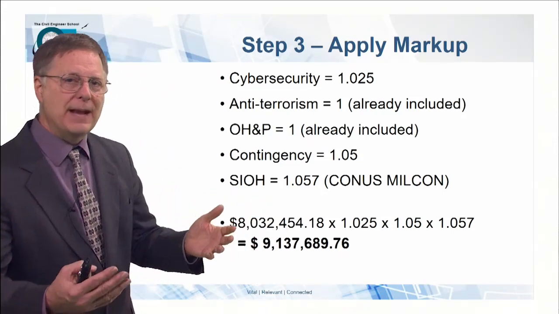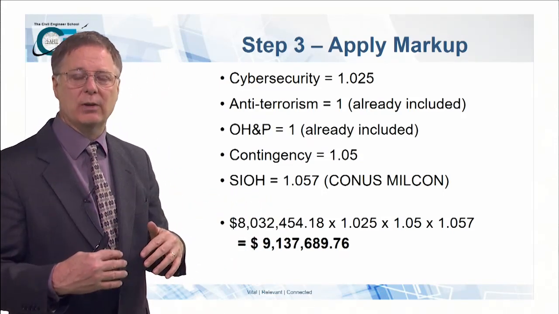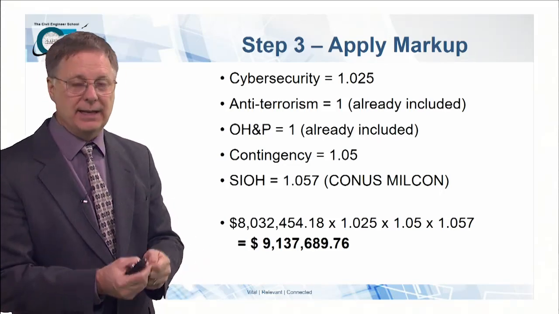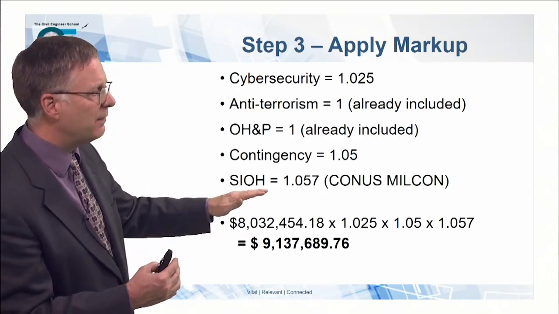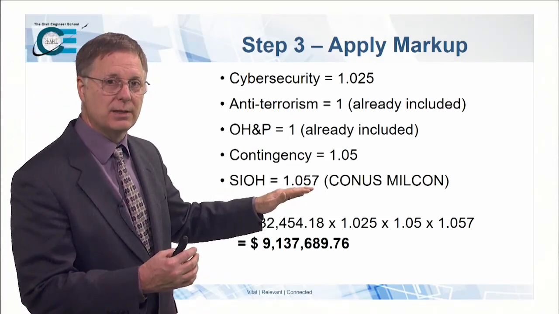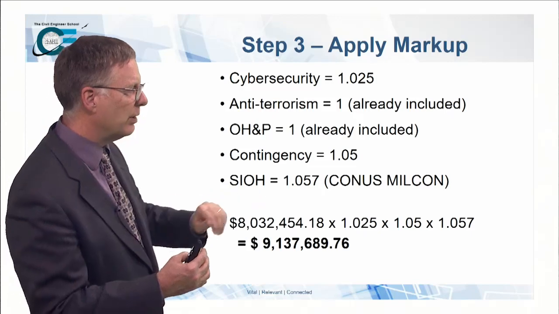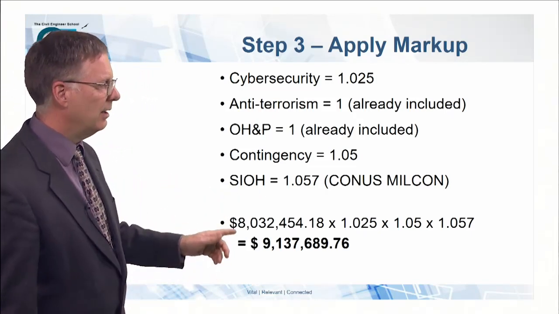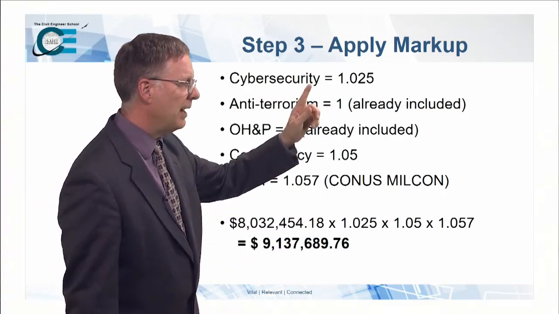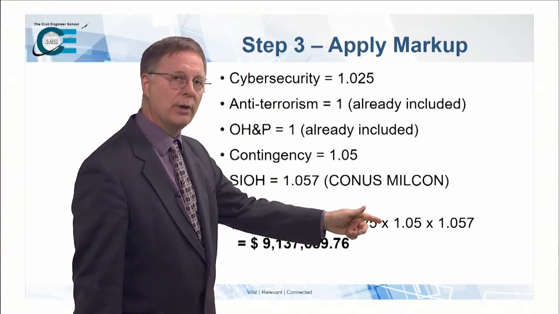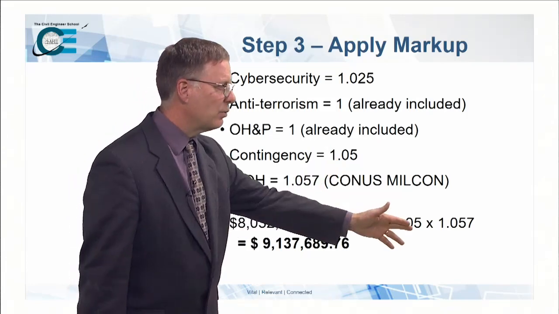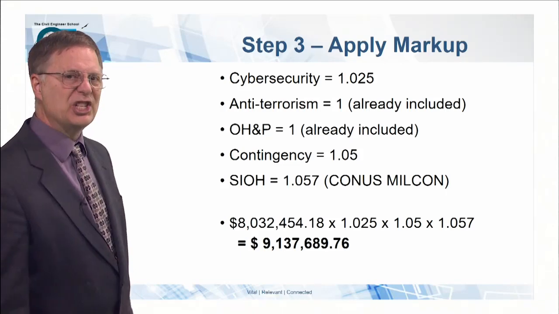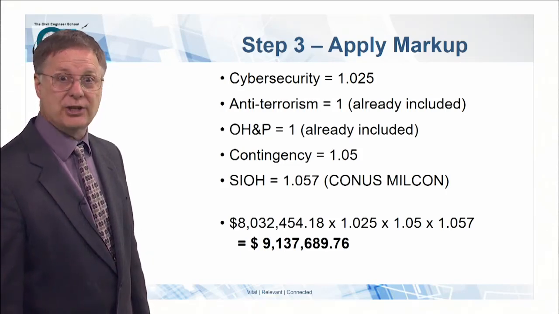Again, that's our cost to manage the project. We're going to have to hire the Corps of Engineers and Naval Facilities Command. We're going to have to pay them a fee. And inside the continental United States, that tends to be 5.7%. So we're going to use 1.057. And that gives me a total price of 8 million times 1.025, that's cybersecurity, times 1.05 for contingency, times 1.057 for SIOH. Gives me a $9,137,689 project.